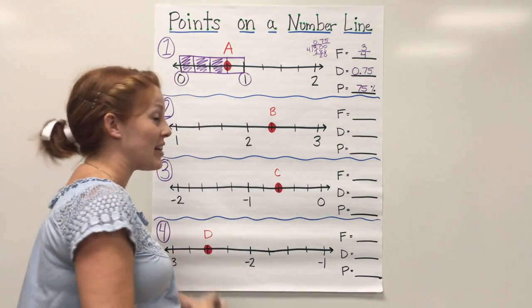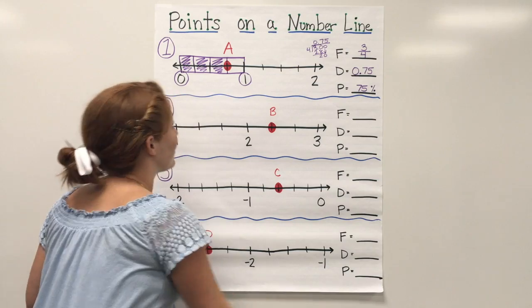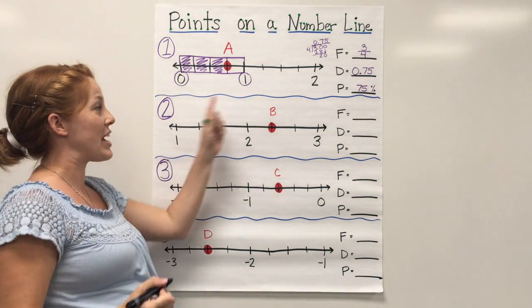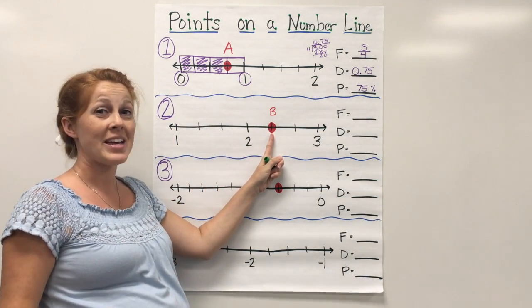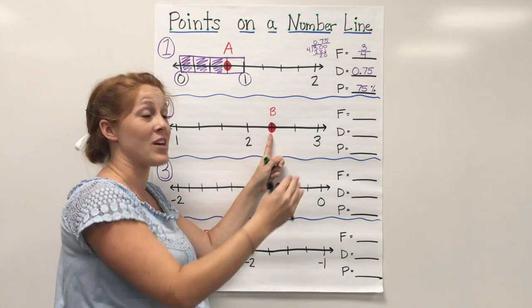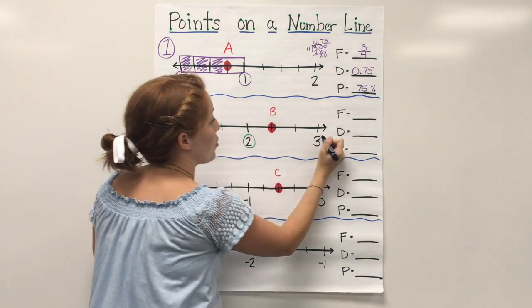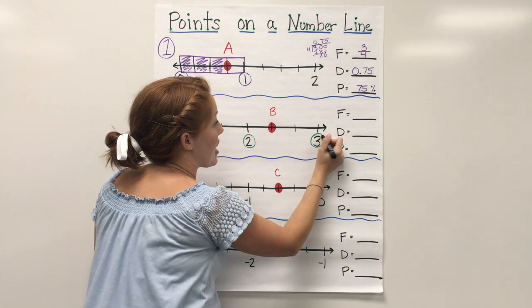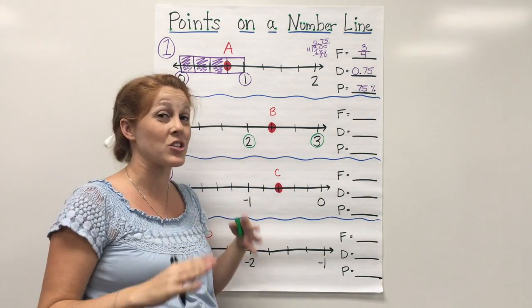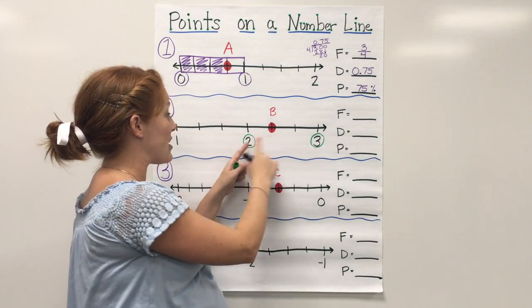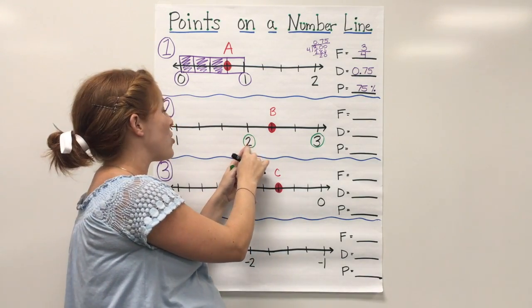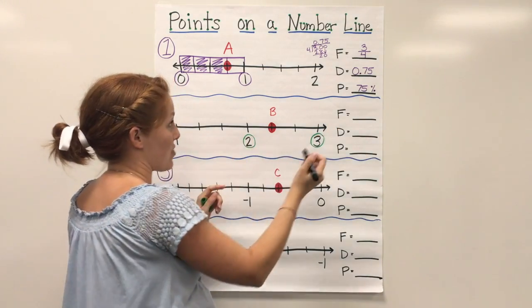Okay, let's try another example. All right, here again, I'm going to first find my point, and I'm going to circle the whole numbers on either side. So I have a whole number here, and I have a whole number here. Now remember, you're going to use the whole number that's closest to 0. So in this case, 2 is closer to 0, so I know that all of these are going to have a 2 at the beginning.